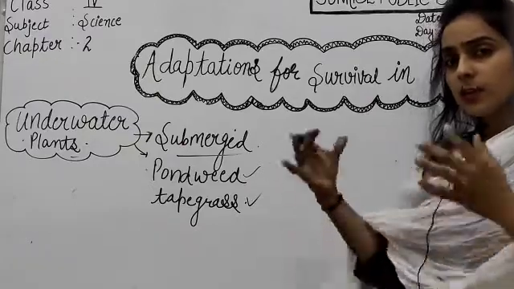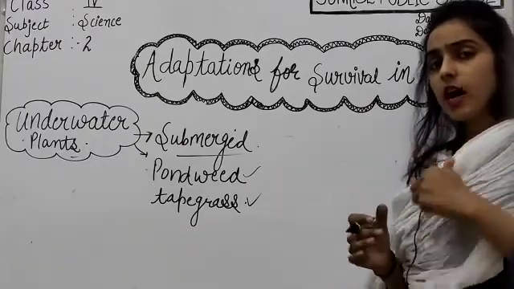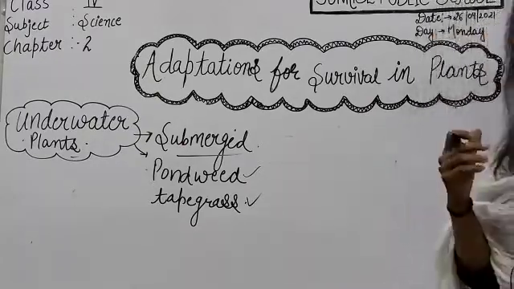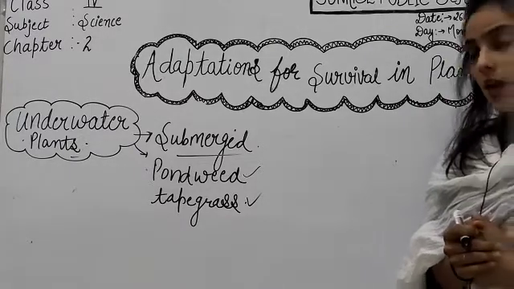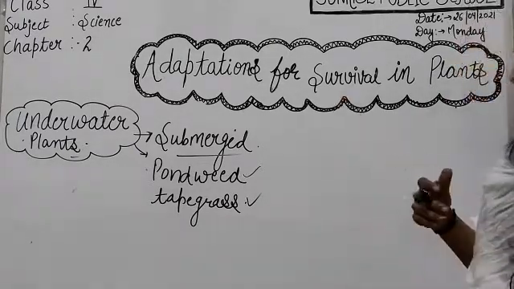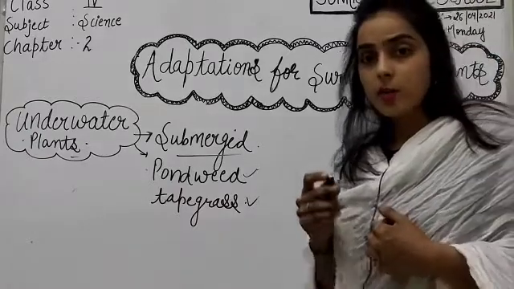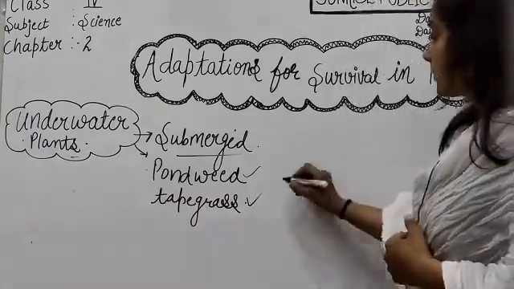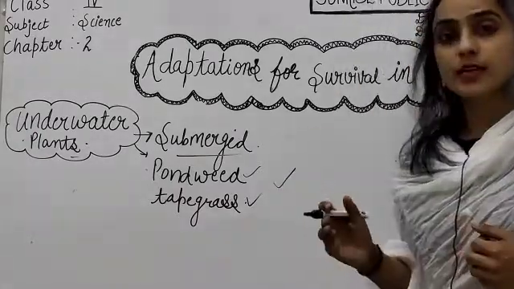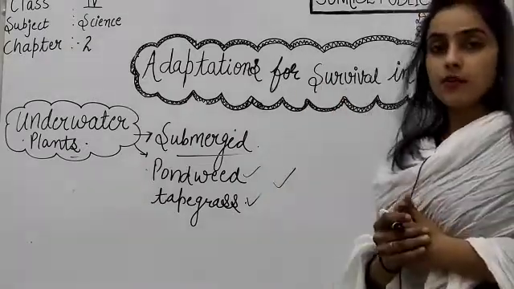Then how can they breathe? How can they get carbon dioxide? From where can they get carbon dioxide? They are submerged water plants. They get their carbon dioxide from the animals which are present in the water itself.